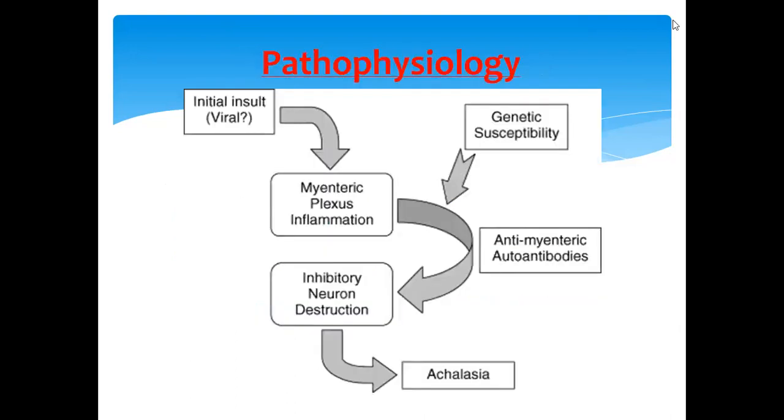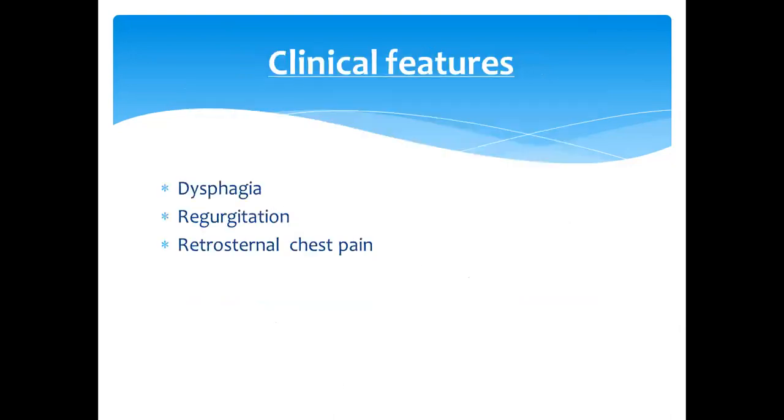Here is the pathophysiology of achalasia cardia. The initial trigger may be viral, so myenteric plexus inflammation occurs, which causes inhibitory neuron destruction and results in achalasia. Also, due to genetic susceptibility, the myenteric plexus gets inflamed and anti-myenteric autoantibodies enter, causing inhibitory neuron destruction and thus achalasia.